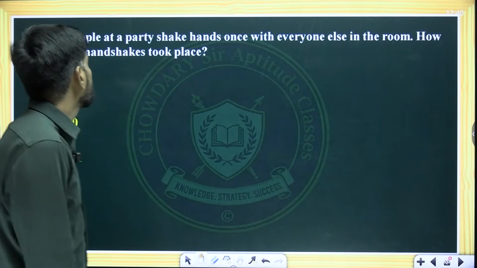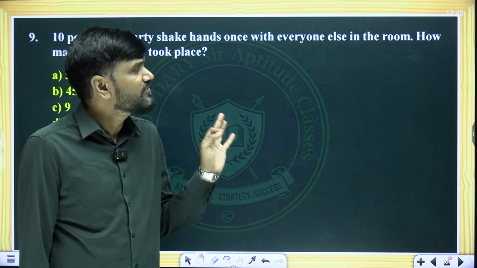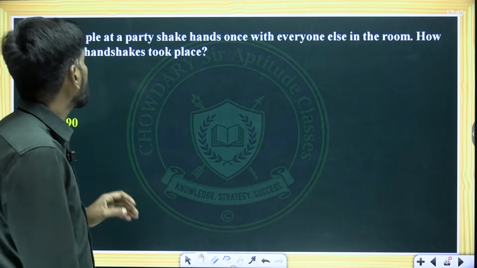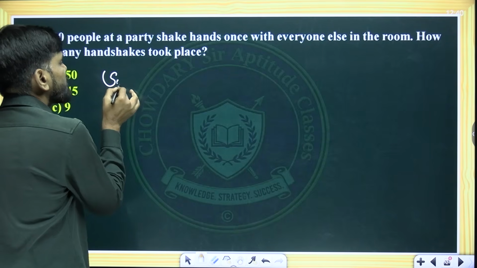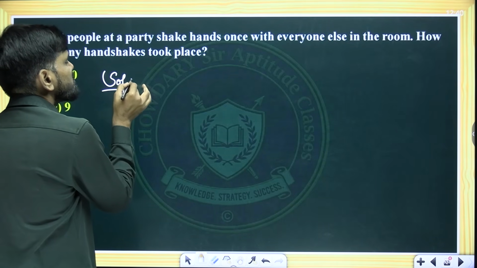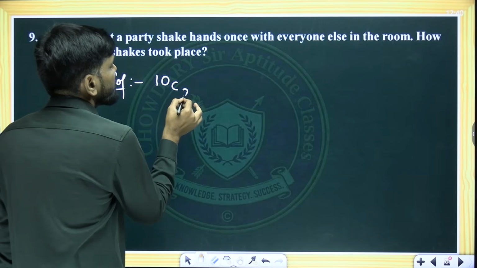Now going ahead, 10 people at a party shake hands once with everyone else in the room. How many handshakes took place? So there are 10 people over there. Out of 10, every person is shaking hands with every other once. So the number of handshakes would be, out of 10 you choose any 2.